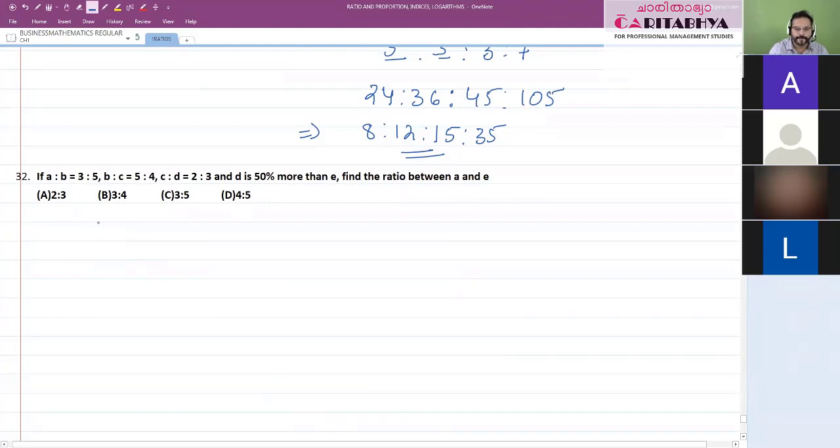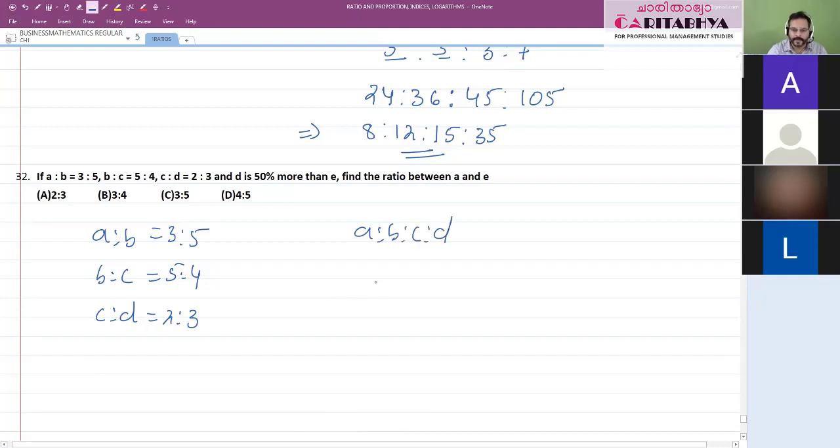So first, A is to B, 3 is to 5. Then B is to C, 5 is to 4. C is to D, 2 is to 3. Okay. So now we have to write A is to B is to C is to D. A is to B is to C is to D: 3 is to 5, 5 is to 4, 2 is to 3. Okay. So which are the repeated terms?